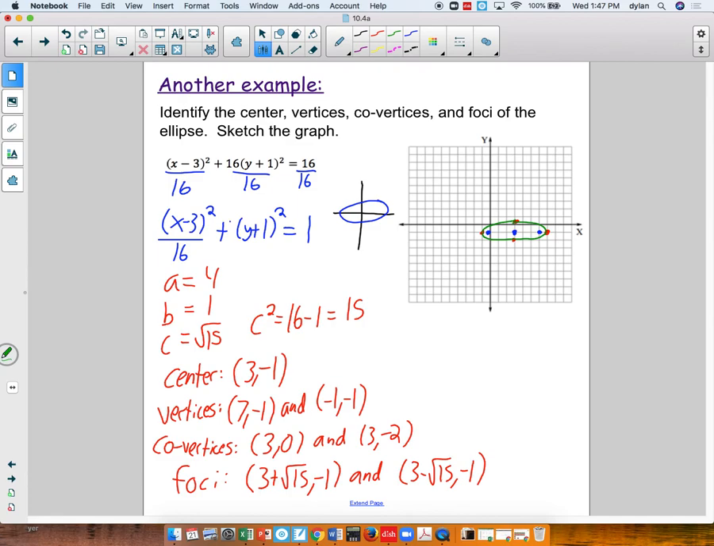So this brings us to the end of our video for 10.4. I know there's a ton of information in here, but once you practice it a few times, I think you'll start to get the hang of finding all the information and then sketching the graph of the ellipses. As always, use graph paper for this because clearly you're graphing, and let me know if you have questions.